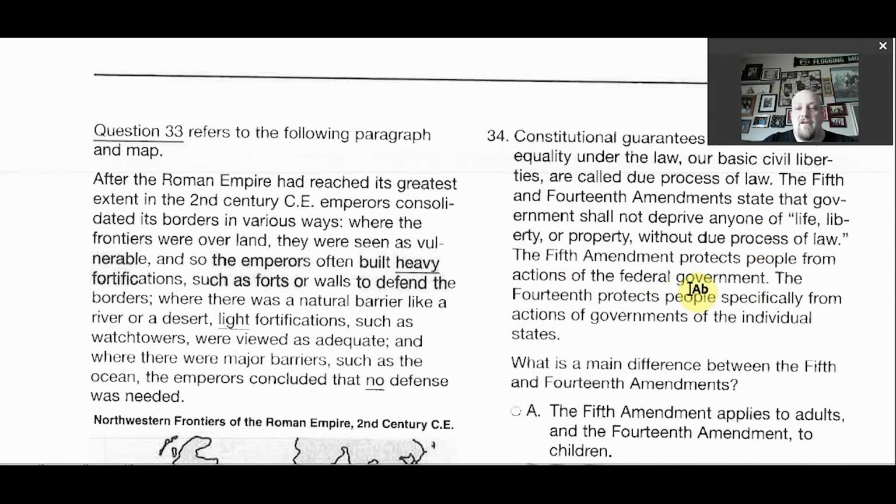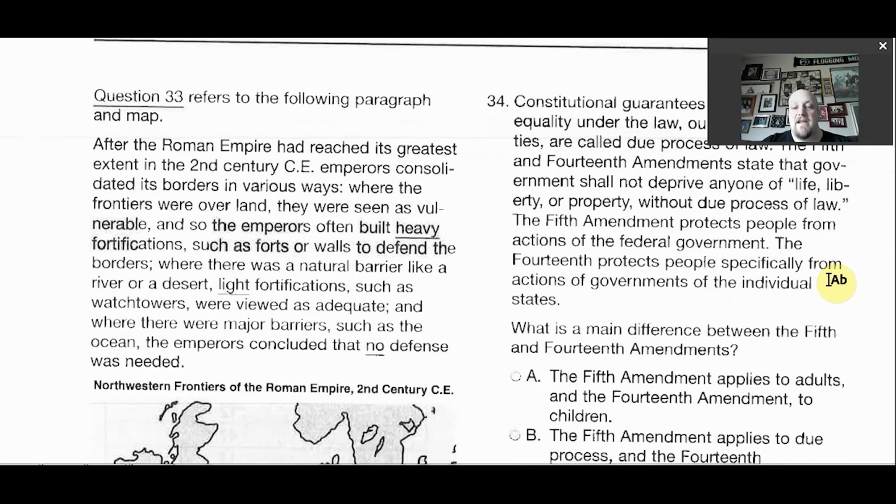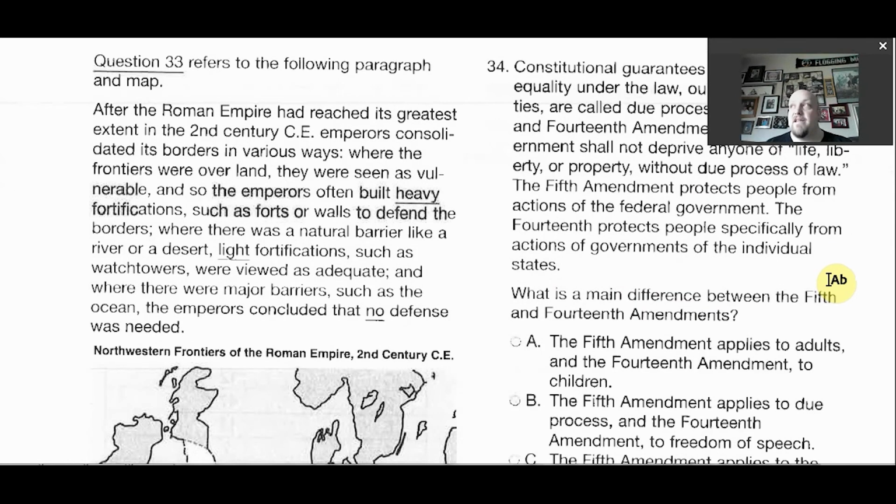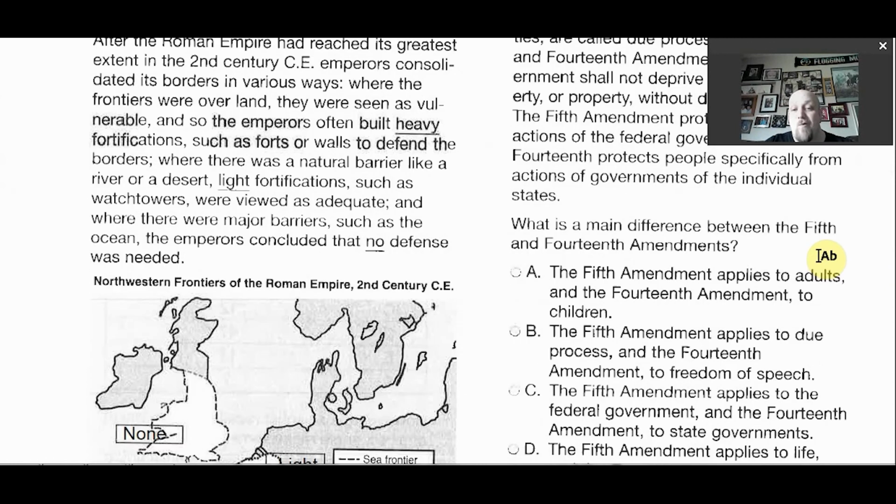The 5th Amendment protects people from the actions of the federal government, meaning you can't have the FBI come in and do the same thing as like local police. They can't just come in and take everything because they want to. The 14th protects people specifically from actions of governments of the individual states. So it means the Washington State Patrol can't come in and take your stuff just because they want to. So what is the main difference is what we're looking at here. The difference between the 5th and 14th.